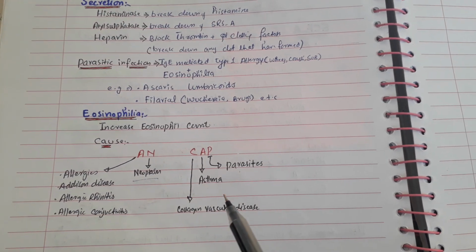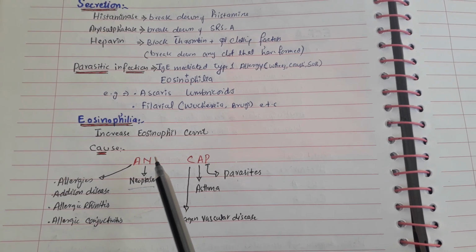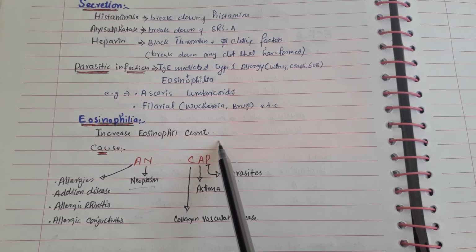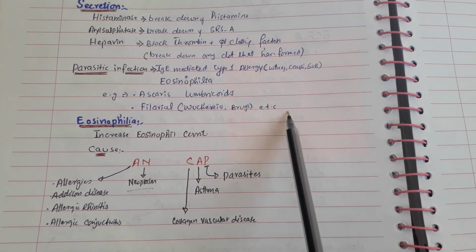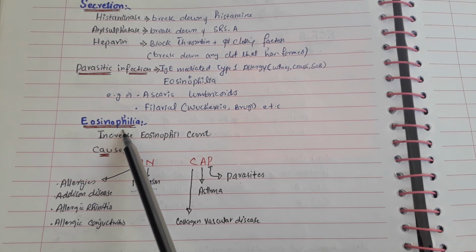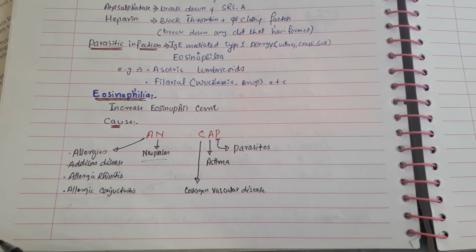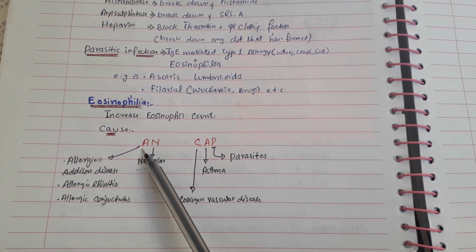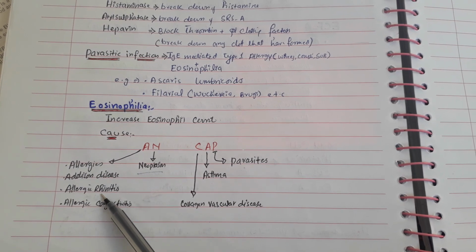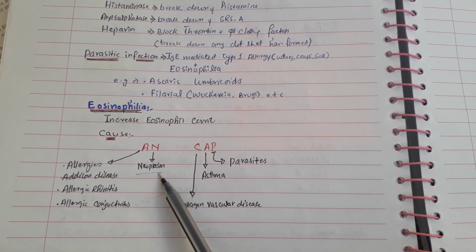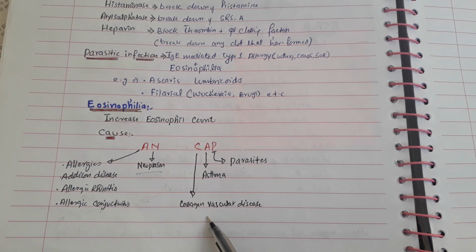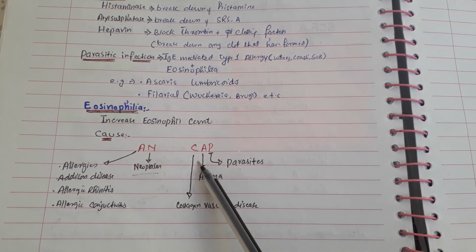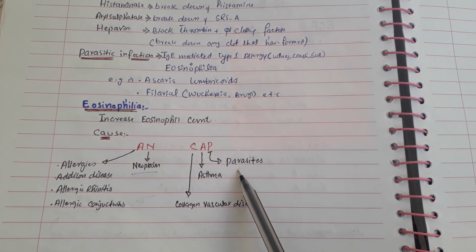Now, if there is eosinophilia, it means that the eosinophil count is increased. As we already know, the normal eosinophil count is 3%. If the eosinophil count is increased to more than 3 or 5%, that is what we call eosinophilia. The causes of eosinophilia are NCAAP: allergy, like type 1 hypersensitivity, Addison disease, allergic rhinitis, allergic conjunctivitis; neoplasm; and collagen vascular disease. All collagen vascular diseases will lead to eosinophilia. Asthma, okay, and P is for parasite.